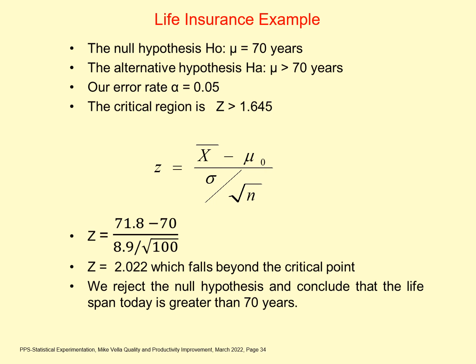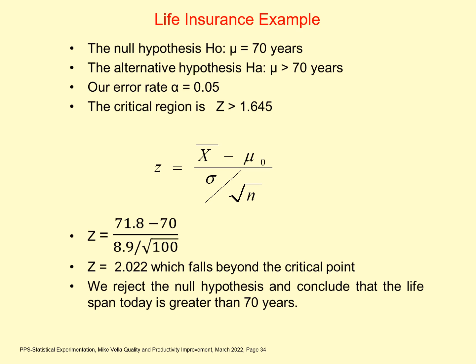So in our life insurance example, our null hypothesis is that the average lifespan in the United States is 70 years. Our alternative hypothesis is no, that the average age is greater than 70 years. We've selected an error rate of 5% and looked at the table, and we found that the critical region, or the critical point, is z is greater than 1.645.